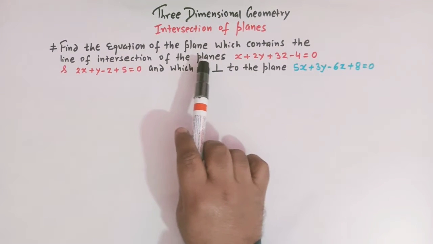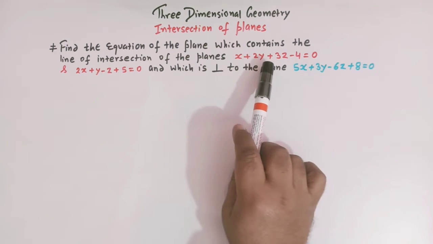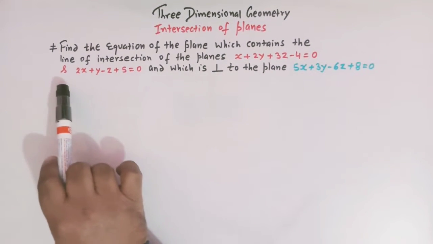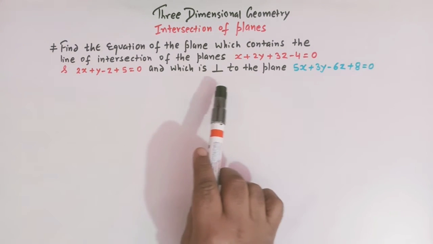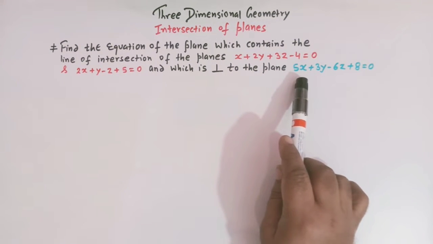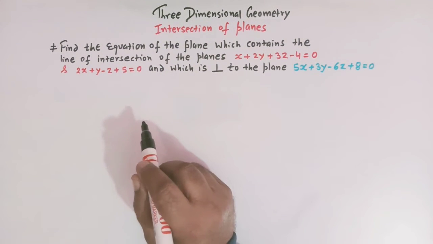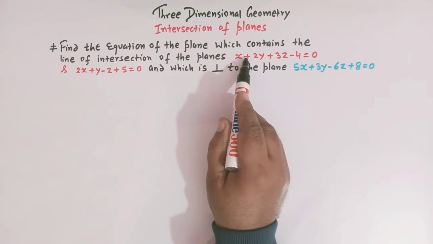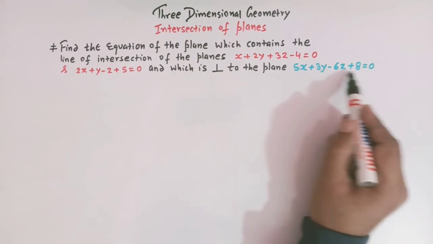Find the equation of a plane which contains the line of intersection of the planes x plus 2y plus 3z minus 4 is equal to 0 and 2x plus y minus z plus 5 is equal to 0, and which is perpendicular to some other plane whose equation is 5x plus 3y minus 6z plus 8 is equal to 0. So here we have to find the equation of a plane which passes through the intersection of these two planes, and that plane is also perpendicular to this plane.